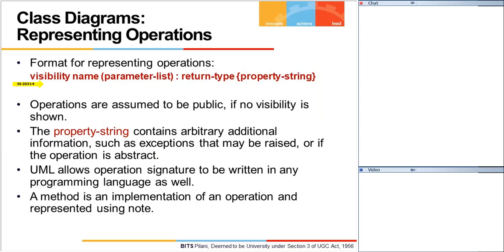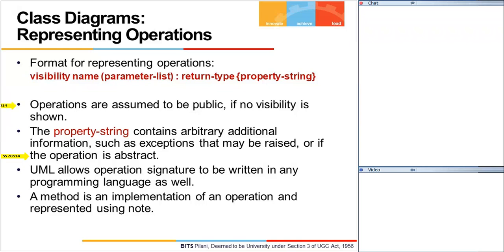First, you specify the visibility, then the name of the operation, followed by the parameter list in brackets, colon, and then the return type of the particular method, right? If it's void, you do not specify anything. If there is no return type, don't specify anything. Otherwise, you mention the return type, followed by a property string. This property string can be used to provide additional information, which could be the name of the exceptions that this operation might throw, or you can even use the keyword abstract to specify that this is an abstract method, right? So this is the format that we use to represent operations in a class diagram.